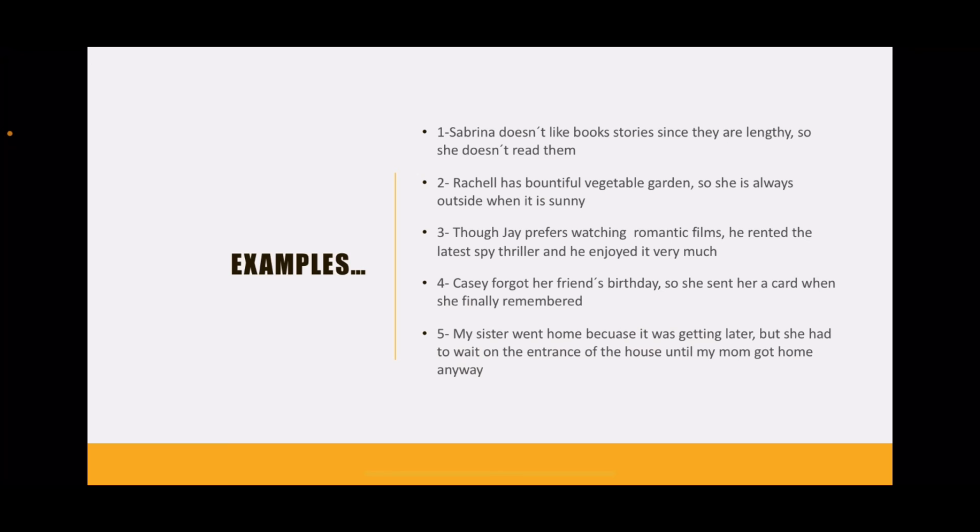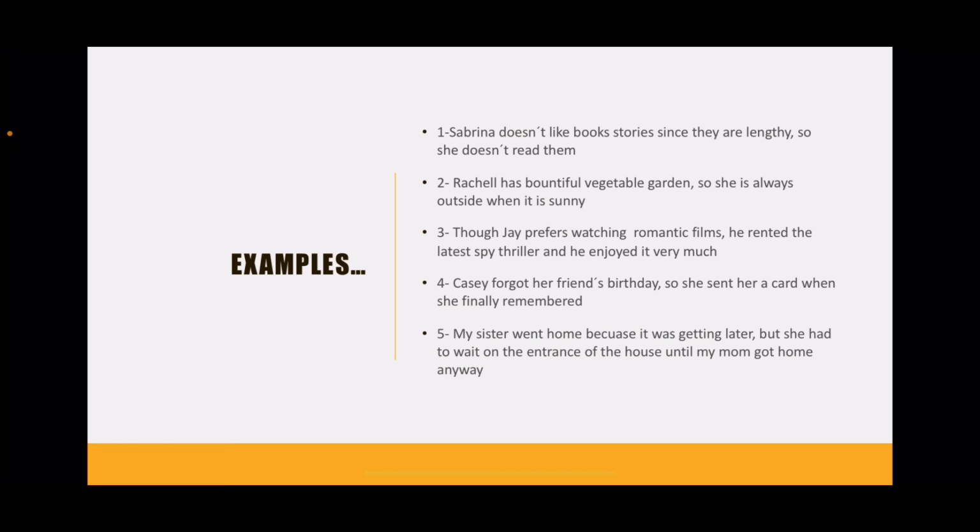Examples. We have a few examples here, and I'm going to try to read them. Sabrina doesn't like book stories since they are lengthy, so she doesn't read them. The first sentence that we have here, which is the independent one, is Sabrina doesn't like book stories. After that, we are using a subordinating conjunction, since they are lengthy, so she doesn't read them. And the third one is the independent clause. The second example says: Rachel has a bountiful vegetable garden, so she is always outside when it is sunny.